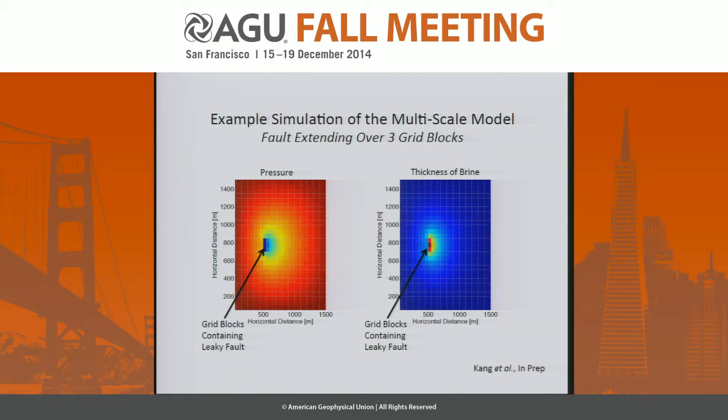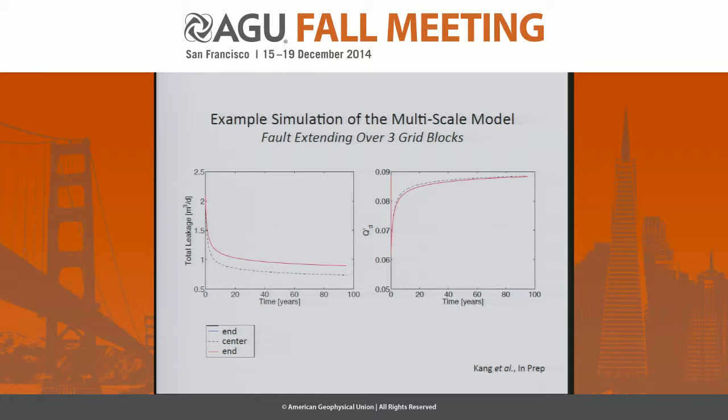Okay, so this is just a quick example. We just have three grid blocks with the fault that is extending throughout those three grid blocks. And here's the pressure. You have a drop in pressure at the fault. And this is the thickness of brine. So as you have leakage, you have the brine interface moving upwards in the fault. And this is a quantity that you want to calculate, which is the total leakage, so the leakage of both CO2 and brine, where it's applicable.